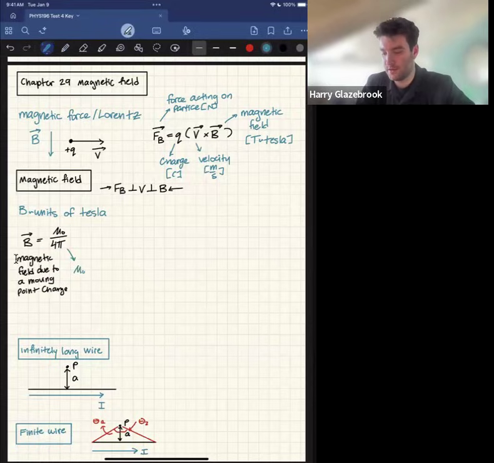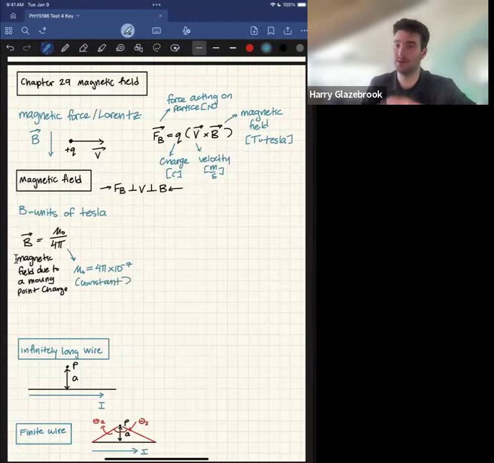Mu naught, by the way, is just another constant. It's 4 pi times 10 to the negative 7 is usually how I like to write it, because that way it cancels out the 4 pi. This is similar to epsilon naught, but this is sort of the permittivity constant for magnetic fields. So this is just a constant. Put it on your formula sheet so that you can just plug it in when you need it.